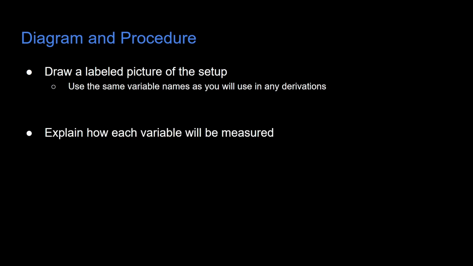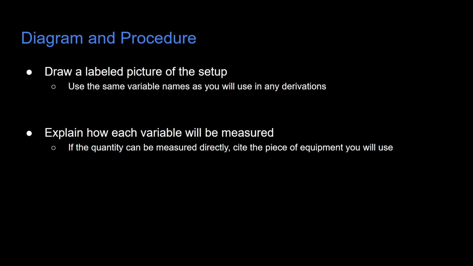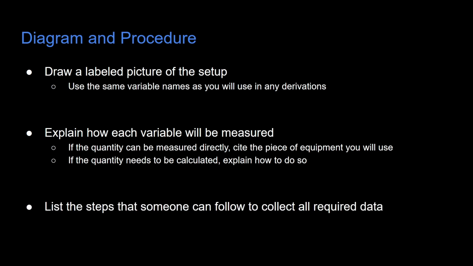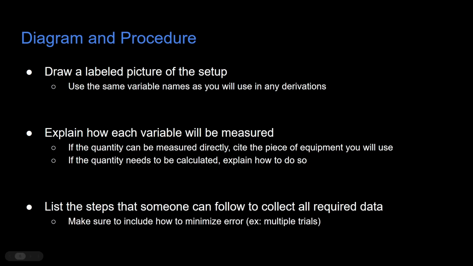So then for the diagram and the procedure, draw a labeled diagram of the setup. Just make sure to use the same variable names that you're going to be using later in any derivations of a formula. And explain how each variable will be measured. You either cite the measuring device you're going to use to measure it, or explain briefly how you're going to calculate it. And then you just list the steps that someone can follow to collect all required data. Explain how you're going to minimize error, typically just by doing multiple trials. That's a good way to lower uncertainty. Doesn't fix any systematic errors, but it will reduce uncertainty overall.